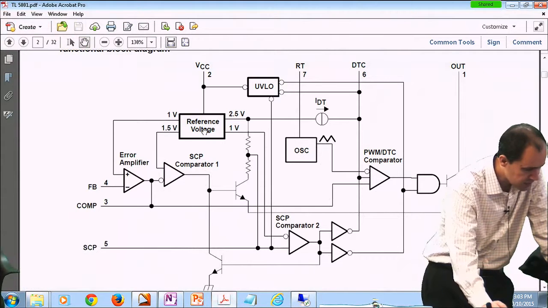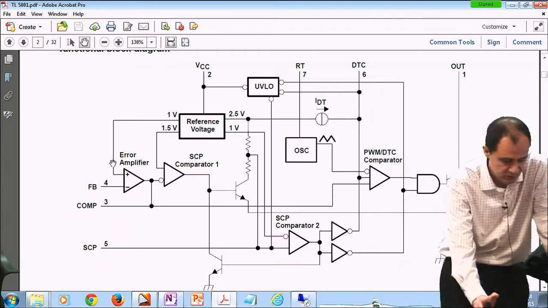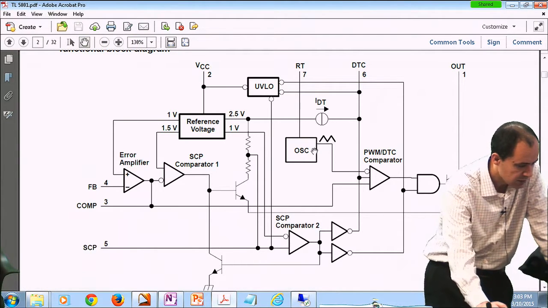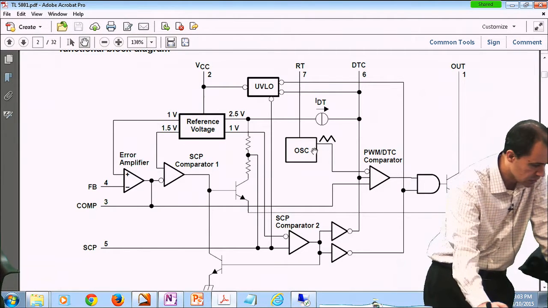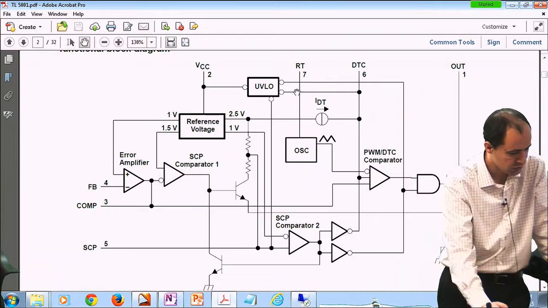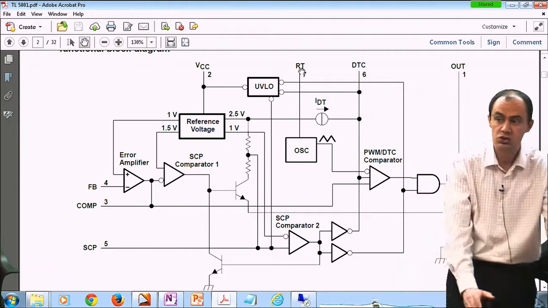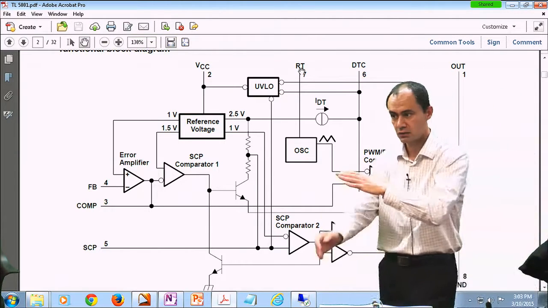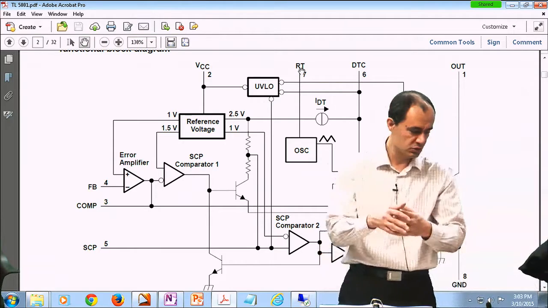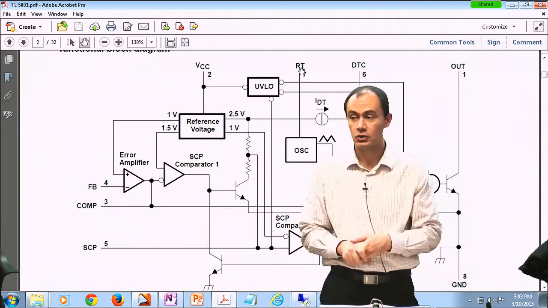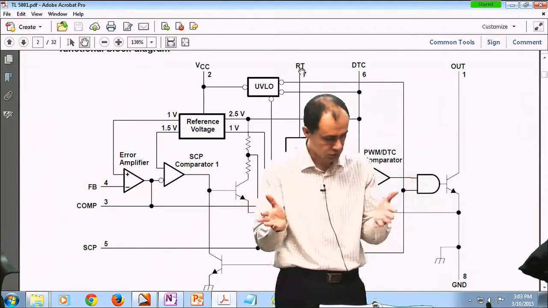You have a reference. As I said, it's actually providing a reference to you. You have an oscillator. This oscillator does not need an external capacitor. It only needs an external resistor. So again, there's a chart down there telling you that if you select this external resistor to be 10 kilohms, your switching frequency is 100 kilohertz or so, whatever it is.